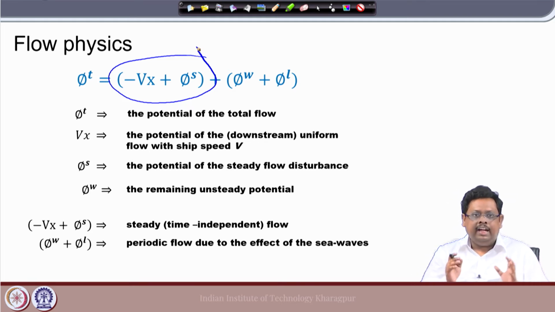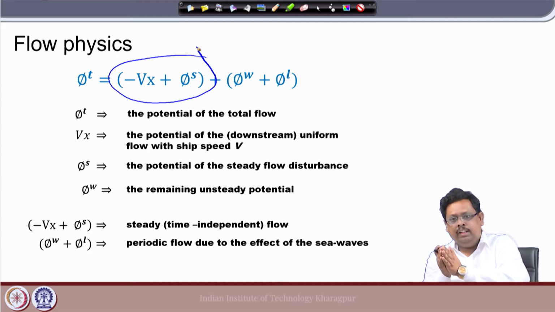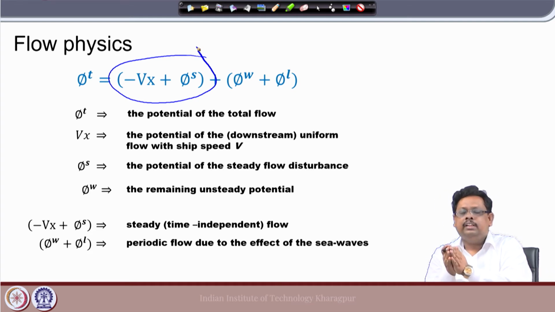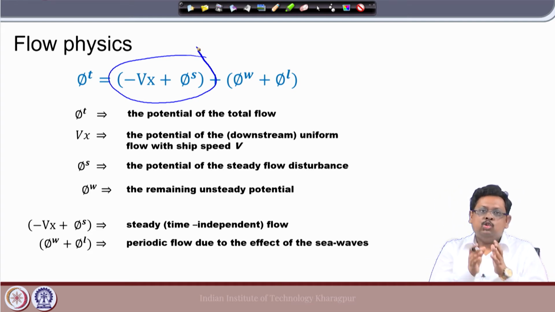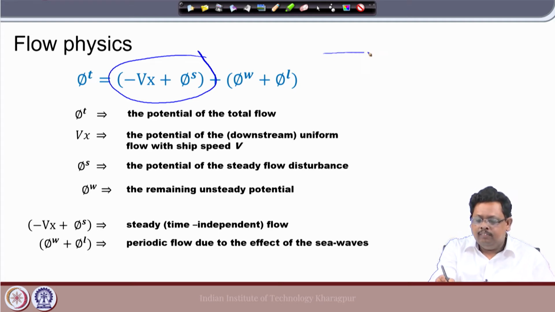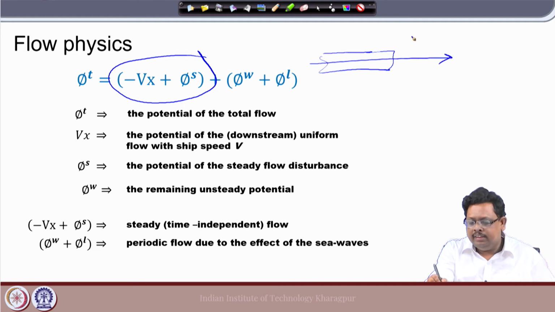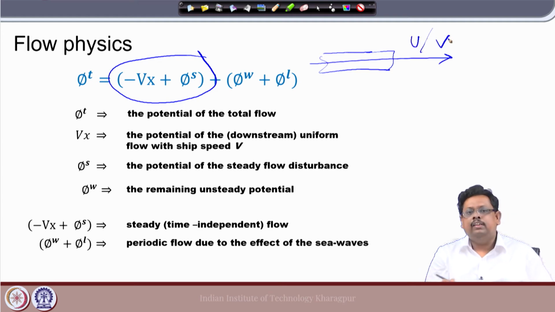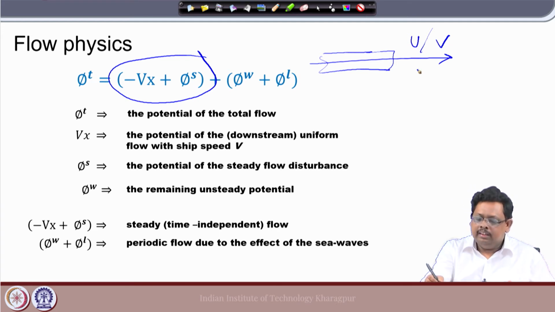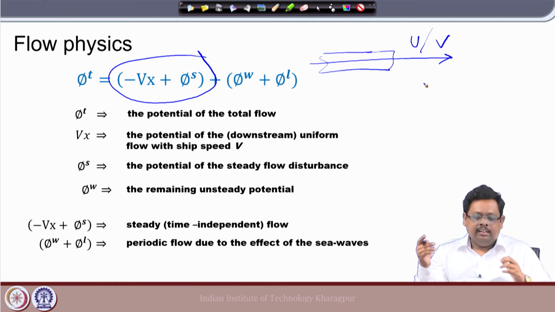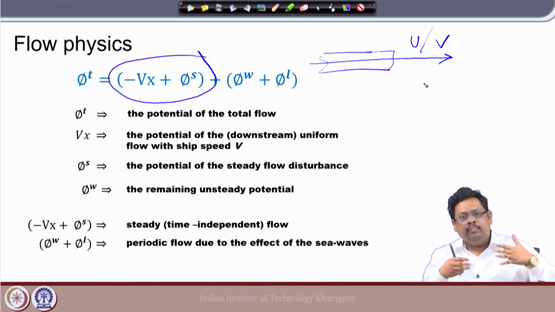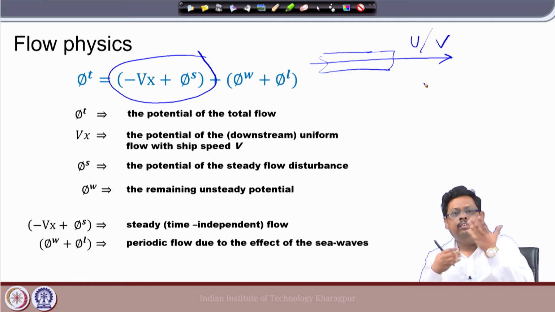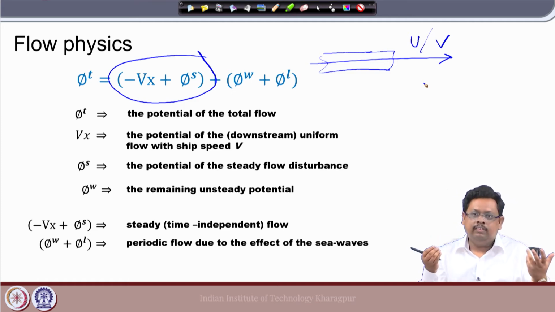Now, you see that time we are only having two components, one is the radiation component and one is the diffraction component. Now, because that ship is now moving forward with some velocity u, or let us say some velocity v, we have two things. One is that there is a force. Because of that, you can assume that there is a uniform flow with the ship with the velocity v.